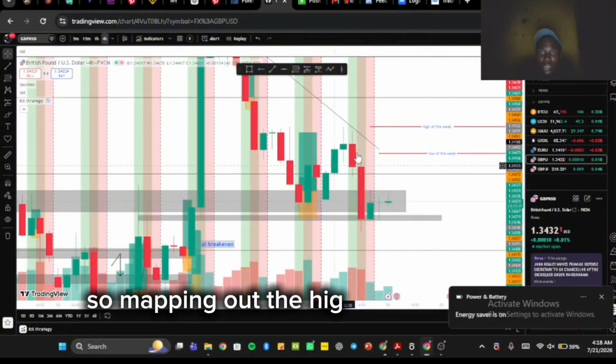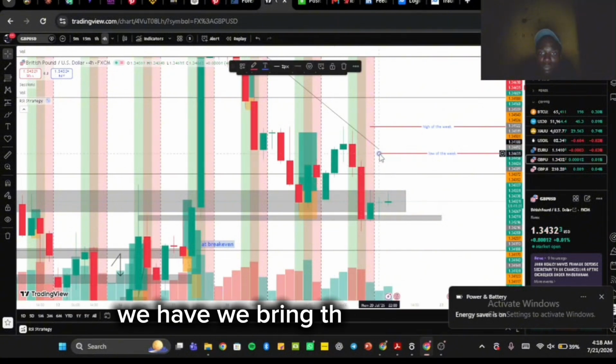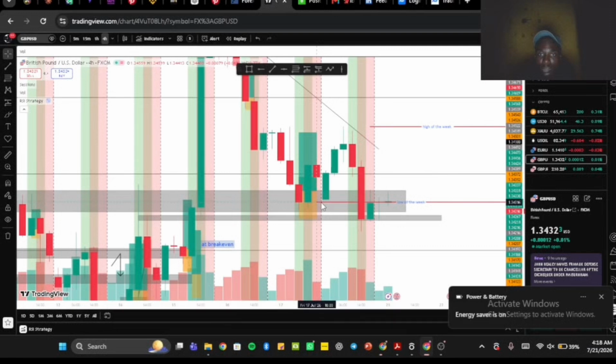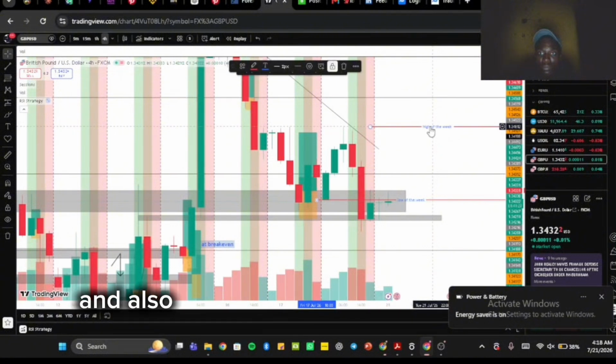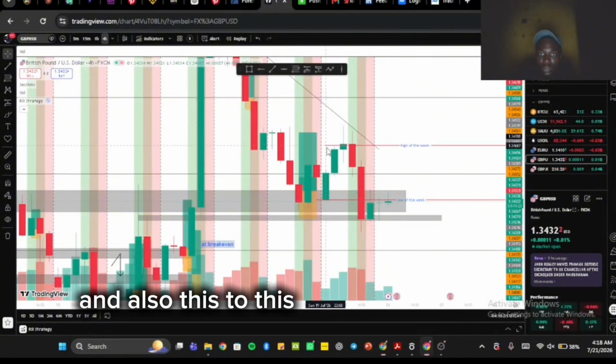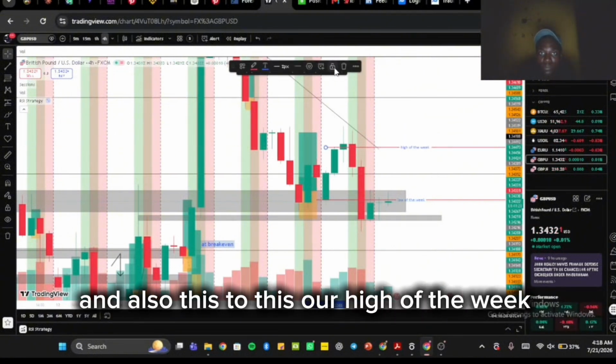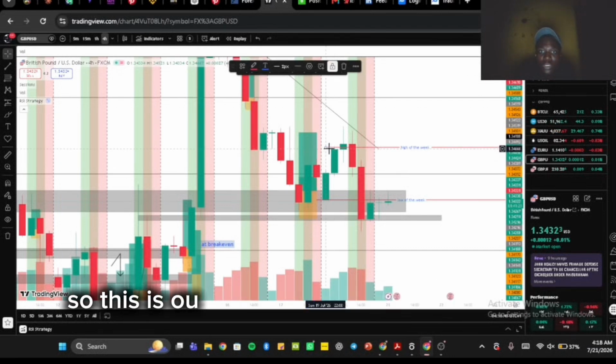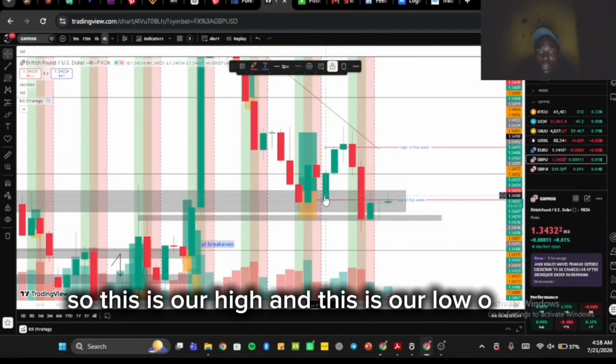So mapping out the high and low of the week, we have to bring this to this point. There is a level here, and also this to this for our high of the week, and I also lock it. So this is our high and this is our low of the week.